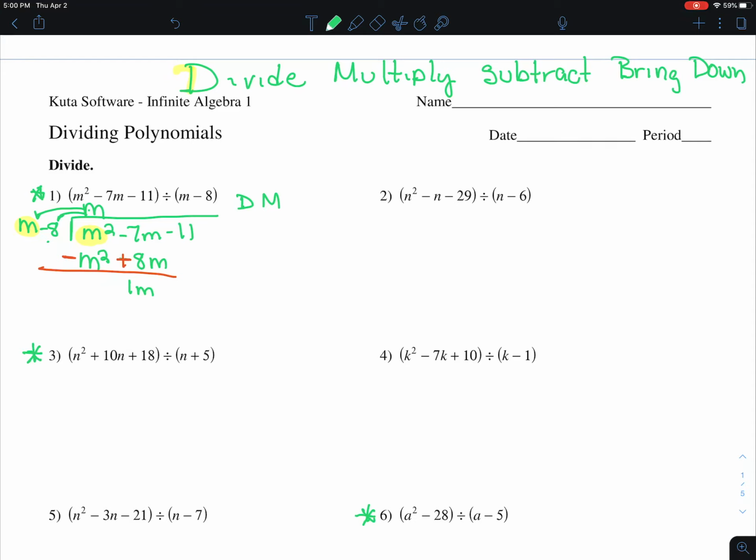Okay, so I divided, I multiplied, I subtract, and my last step is bring down. So I'm going to bring down -11. And we do the process again. First, I start with dividing. I divide m times into m, and I get 1.